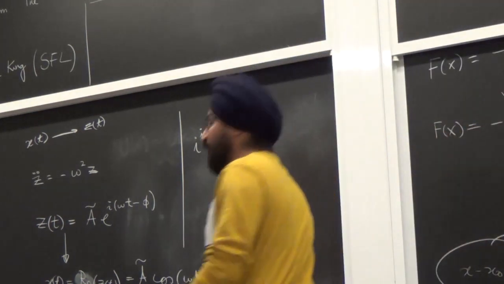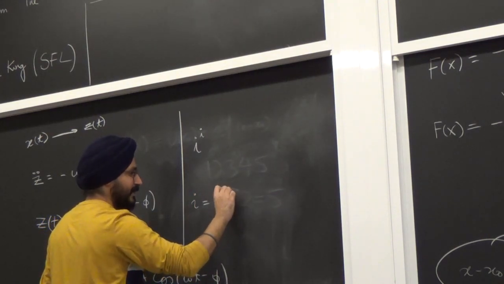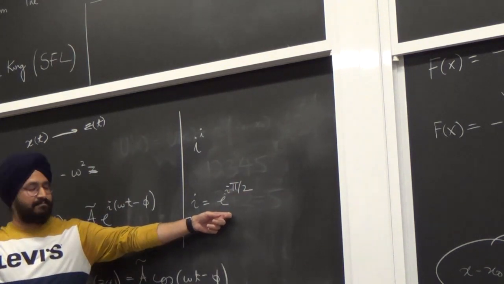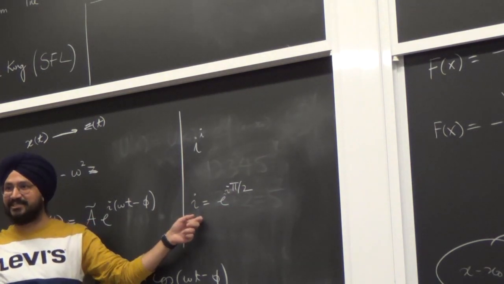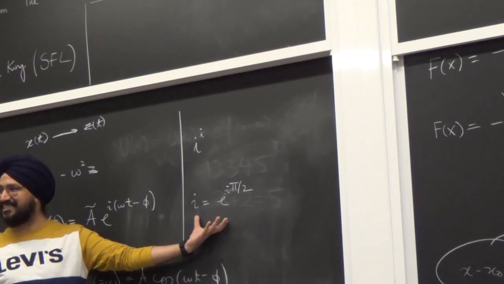What's i in terms of exponentials? i is just e to the i pi over 2: cosine pi over 2 plus i sine pi over 2. Cos pi over 2 is 0, so this is just i times sine pi over 2, which is 1, so this is i. Is that okay? You all see it?